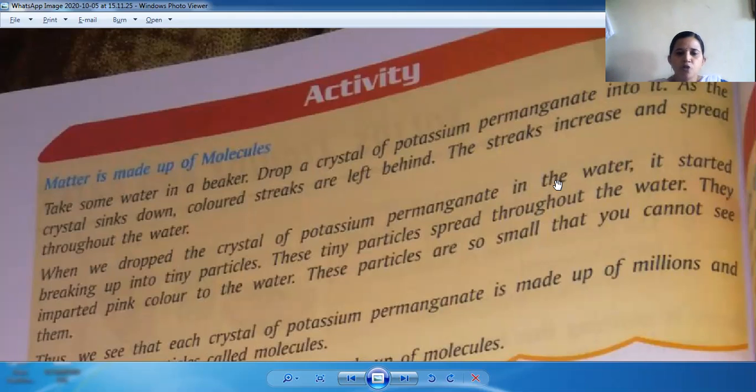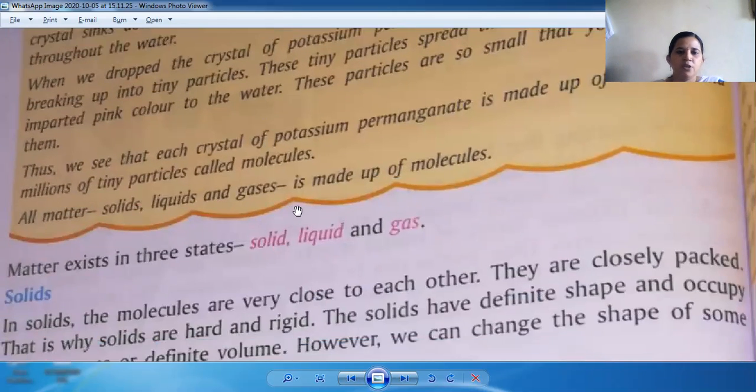When you drop the crystal in the water, it spreads throughout the water and imparts pink color to the water. So it spreads its color into the water. How then do we come to know that there are molecules in that potassium permanganate? Because of that, the water color has changed. By seeing that, you can say that molecules are present in matter.